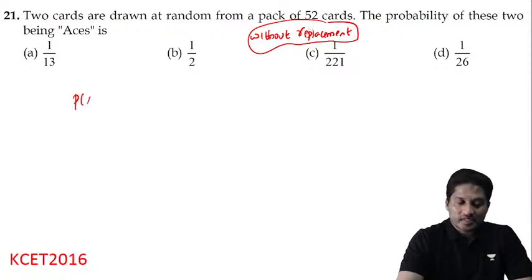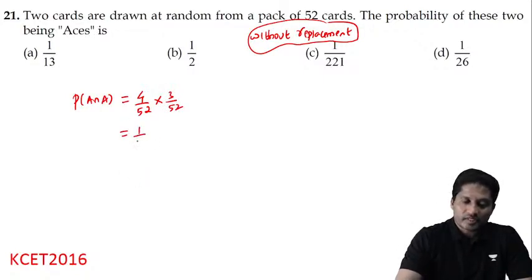First should be an ace and second should be an ace. Probability of drawing a first ace is 4 by 52, right? Probability of drawing a second ace is 3 by 52 because it is without replacement. 4 by 52 is 1 by 13.